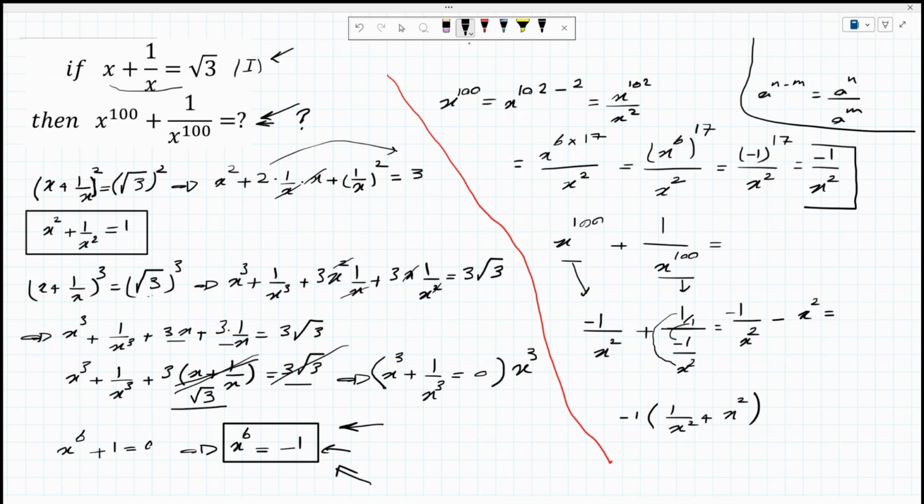But we know that x2 plus 1 over x2 is equal to 1. So this is going to be minus 1 multiplied by this term, which is 1. That is equal to minus 1.